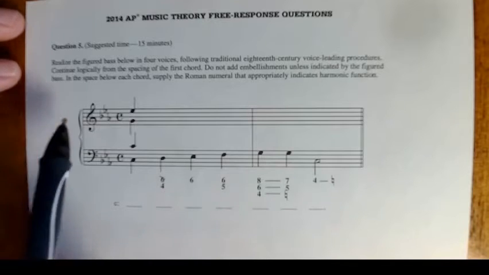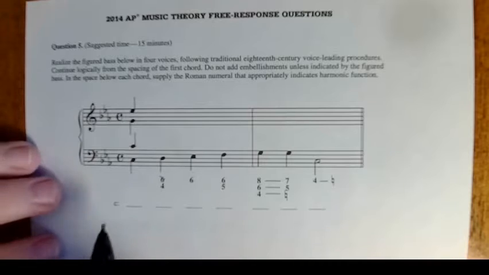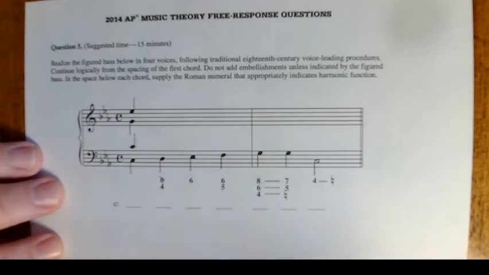It says continue logically from the first chord. Do not add embellishments unless indicated by the figured bass. And then in the space below each chord, supply the Roman numeral for the chord, and they give you the key. Okay? So right off the bat, we need to spell our chords. So go ahead and pause the video and spell the chords up above. Make a matrix of the chords like I've taught you in class, and then come back and you can see if you did it right.